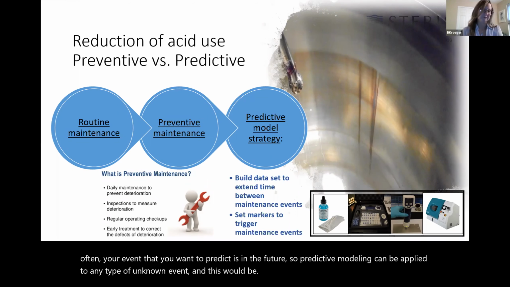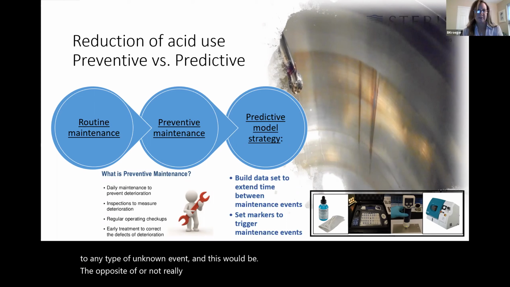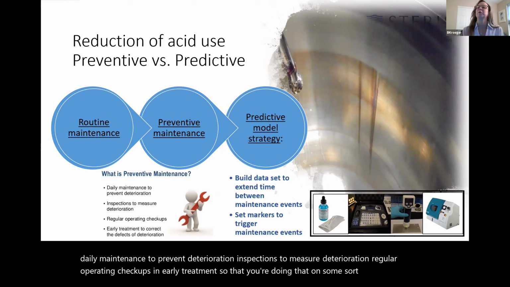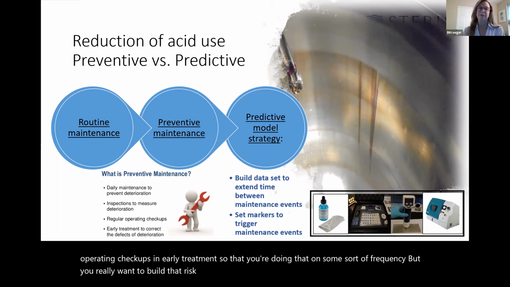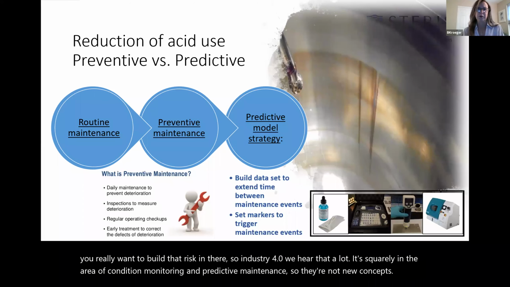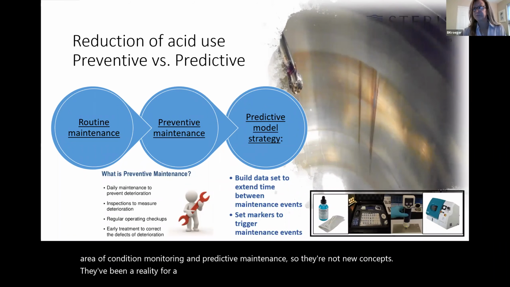Preventative maintenance is really those daily maintenance tasks to prevent deterioration: inspections to measure deterioration, regular operating checkups, and early treatment. So you're doing that on some sort of frequency, but you really want to build that risk in there. Industry 4.0, we hear that a lot. It's squarely in the area of condition monitoring and predictive maintenance. They're not new concepts. They've been a reality for a few years, but it's really what we should aspire to.